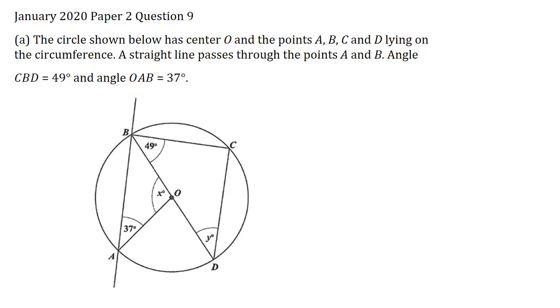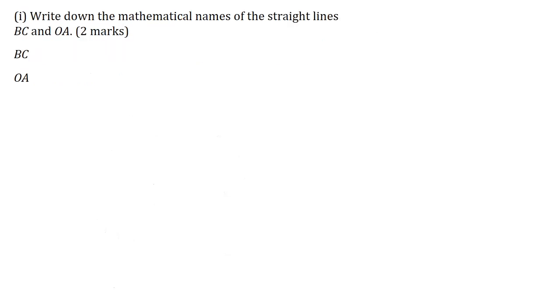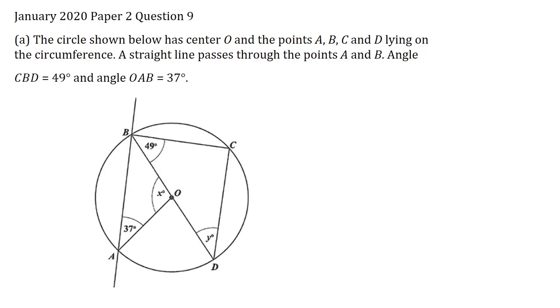In this video, I'll be solving January 2020, Paper 2, Question 9. Part A. The circle shown below has center O and the points A, B, C, and D lying on the circumference. A straight line passes through the points A and B. Angle CBD is equal to 49 degrees and angle OAB is equal to 37 degrees. Part 1. Write down the mathematical names of the straight lines BC and OA for 2 marks.